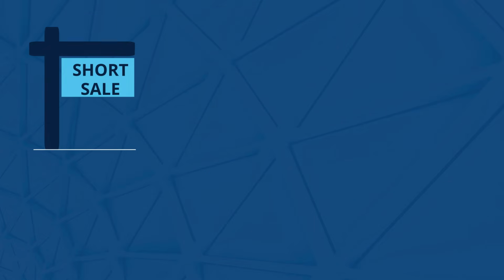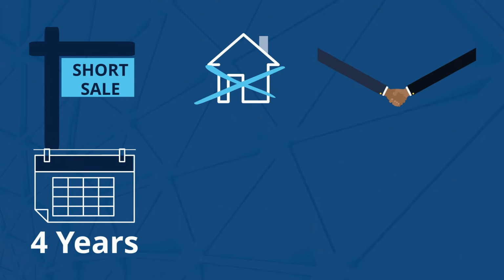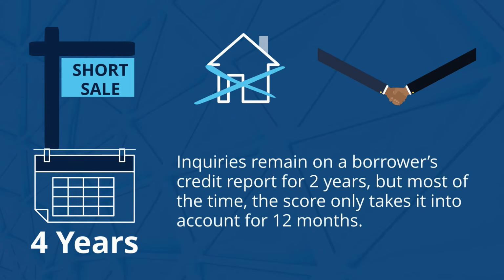If there is a short sale and not a foreclosure, the borrower must wait 4 years from the short sale to obtain a new mortgage. Inquiries remain on a borrower's credit report for 2 years, but most of the time the score only takes it into account for 12 months.